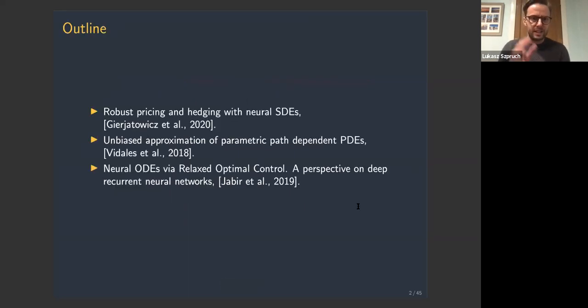So, like I said, the outline of the story that I'll want to tell you today is spread across three papers. One is robust pricing and hedging with neural SDEs. There's a tiny bit about approximating path-dependent PDEs with neural networks that comes in handy in that robust pricing and hedging story. And if I have time at the end, I can tell you very briefly how the tools that we use in quantitative finance and stochastic control in particular can shed light on deep learning and set some theoretical foundation for that exciting field.